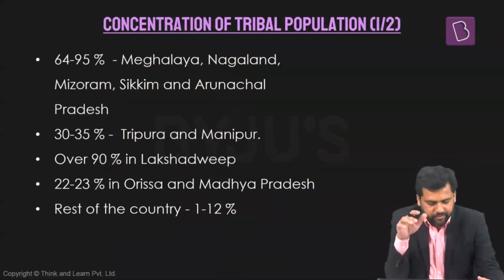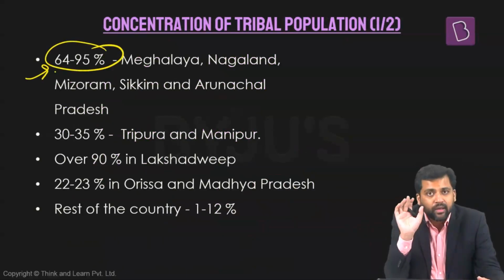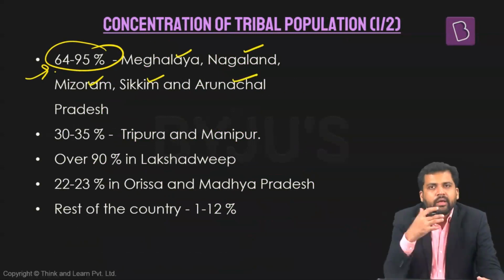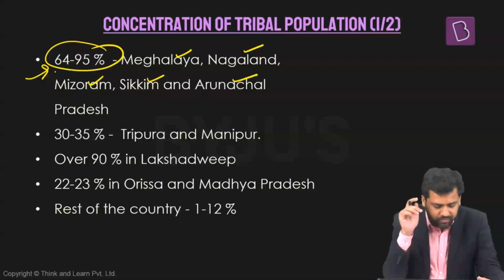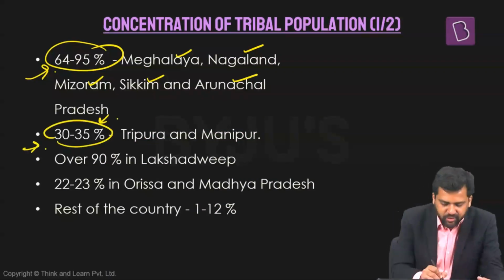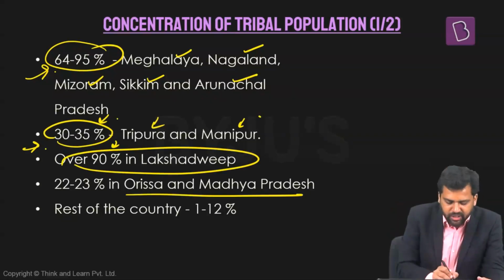Now, how they are concentrated. In some states in India, 64 to 95% of the population is tribes: Meghalaya, Nagaland, Mizoram, Sikkim, Arunachal. What do you understand by this? So the majority population is tribes. So these are the states where the majority population constitutes tribals. In some states, around 30 to 35% of the population is tribes, like Manipur. In Lakshadweep, again, the total population is not much, but over 90% of the population is tribes. In Odisha and Madhya Pradesh, 20 to 30% of the population is tribes.